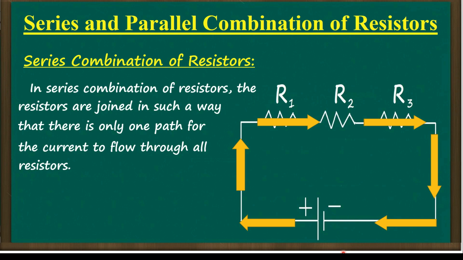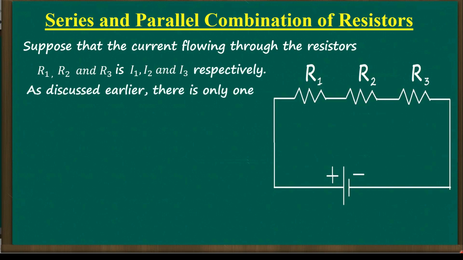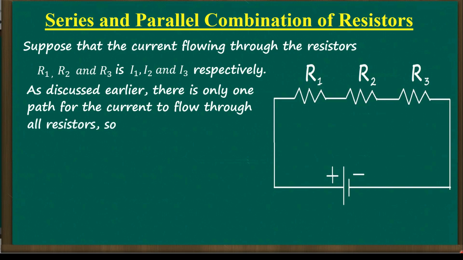As you can see, suppose that current flowing through the resistors R1, R2 and R3 is I1, I2 and I3 respectively. As discussed earlier, there is only one path for the current to flow through all resistors. So, I1 is equal to I2 is equal to I3 is equal to I.